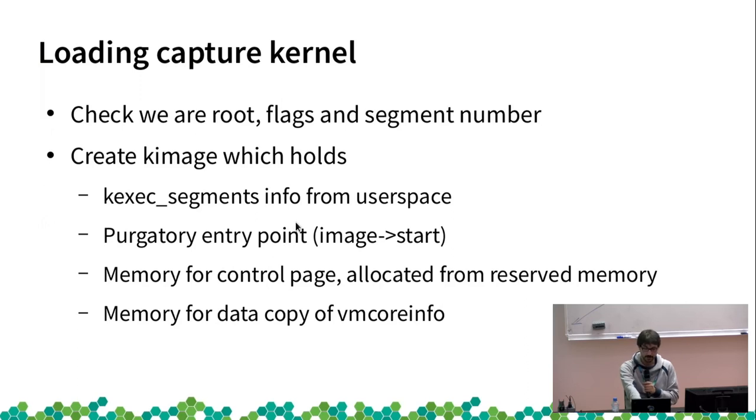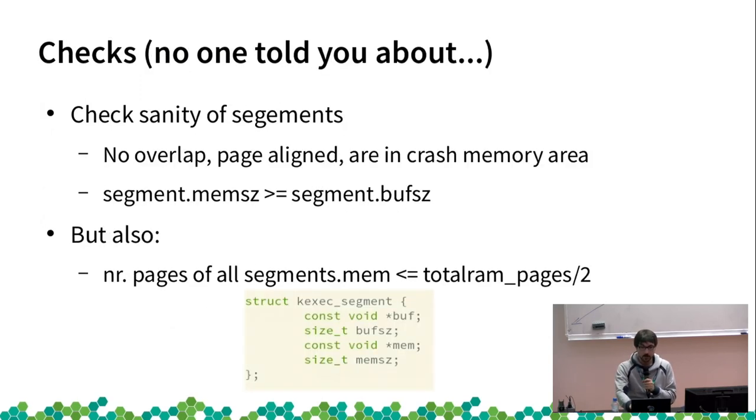It allocates a memory page as a control page, which will be used to actually start the purgatory. We will see that in a minute. And it will also do a copy of the VM core info and hold this. I'm not quite sure why it does this. I suppose it is because if VM core info gets damaged, then you have a copy. But I'm not really sure why the kernel does this.